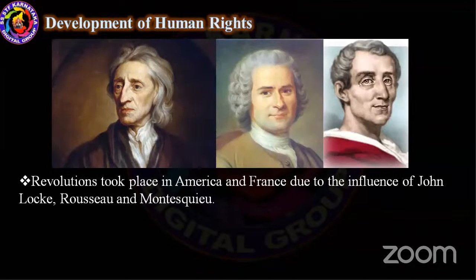Revolutions took place in America and France due to the influence of John Locke, Rousseau, and Montesquieu. These were great scholars, philosophers, thinkers, and social reformers. All of them focused in their writing on the rights of each and every individual. They encouraged the people to get their rights.